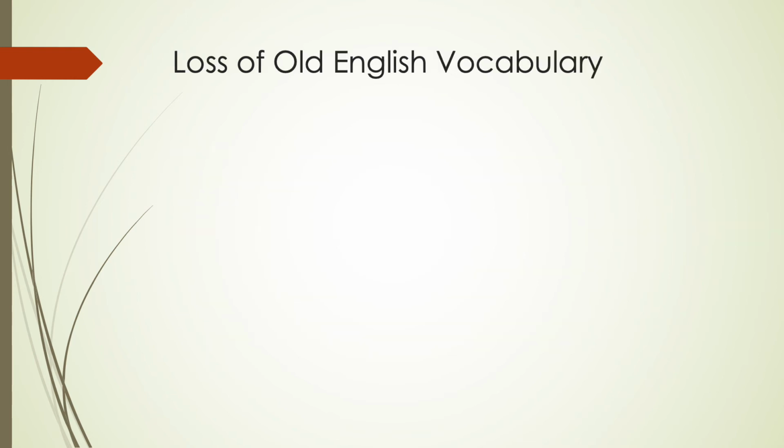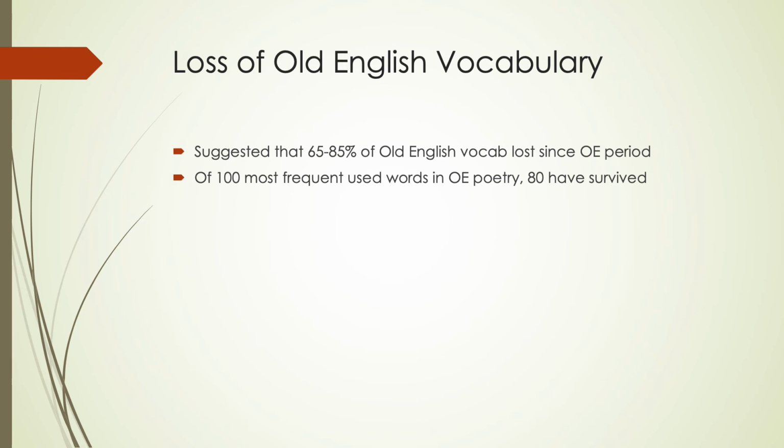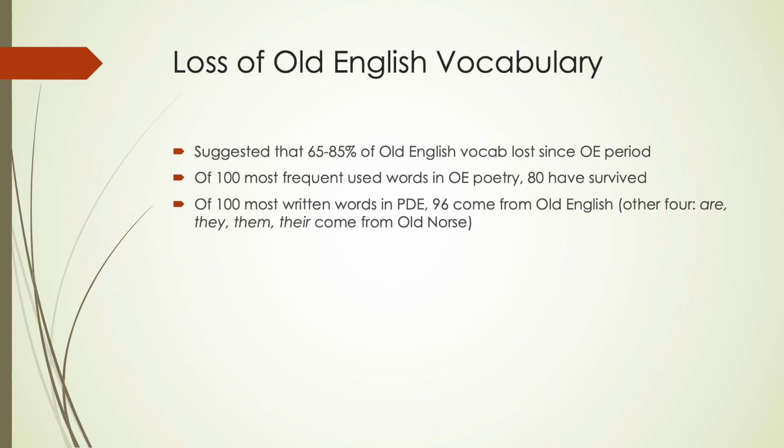And we did lose some Old English vocabulary over time. It's suggested that about 65 to 85% of Old English words have been lost since the Old English period. However, of the most frequently used words that you find in Old English poetry, about 80 of those have survived. And of the 100 most written words in present-day English, 96 of these come from Old English, and the remaining ones come from Old Norse. So we can see the influence of those Scandinavian varieties, even in our most common words. So words like are, they, them, and their are coming from Old Norse.